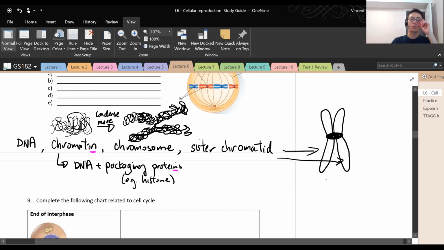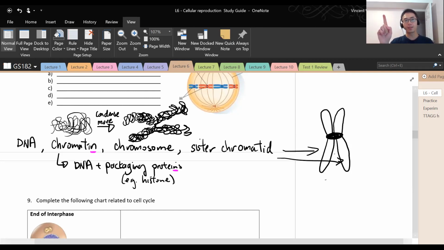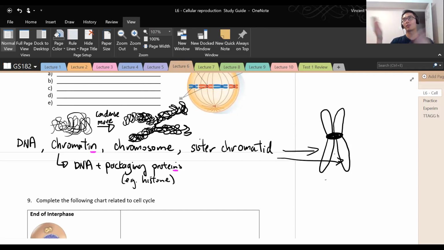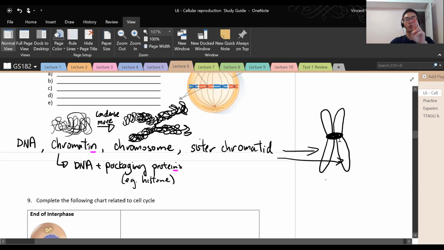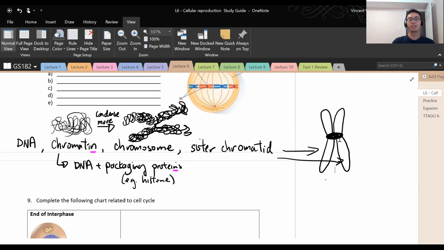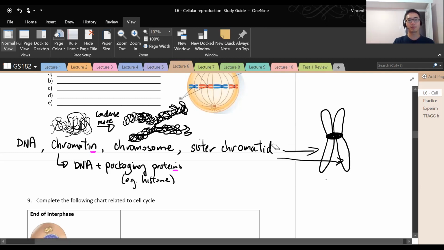So basically, this is what happened. You have one chromosome from mom, one chromosome from dad. But technically, you have 23 from mom, 23 from dad. But just focus on one of them. Chromosome 1 from mom, chromosome 1 from dad. Then DNA replication happens, and now you have 2 of each. 2 chromosome 1 from mom, 2 chromosome 1 from dad, and they're stuck together at the centromere. So this copy and this copy, they're exactly the same. We call them sister chromatids.